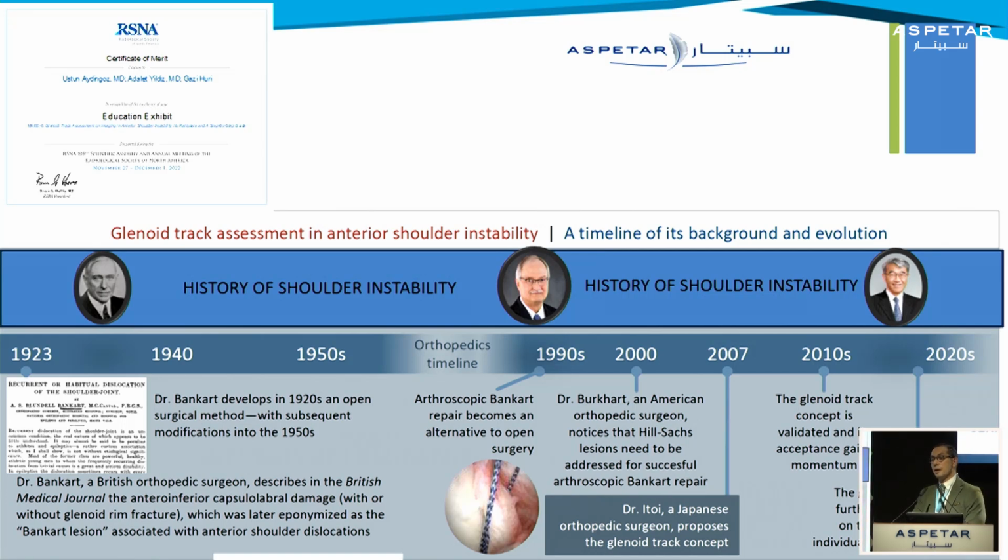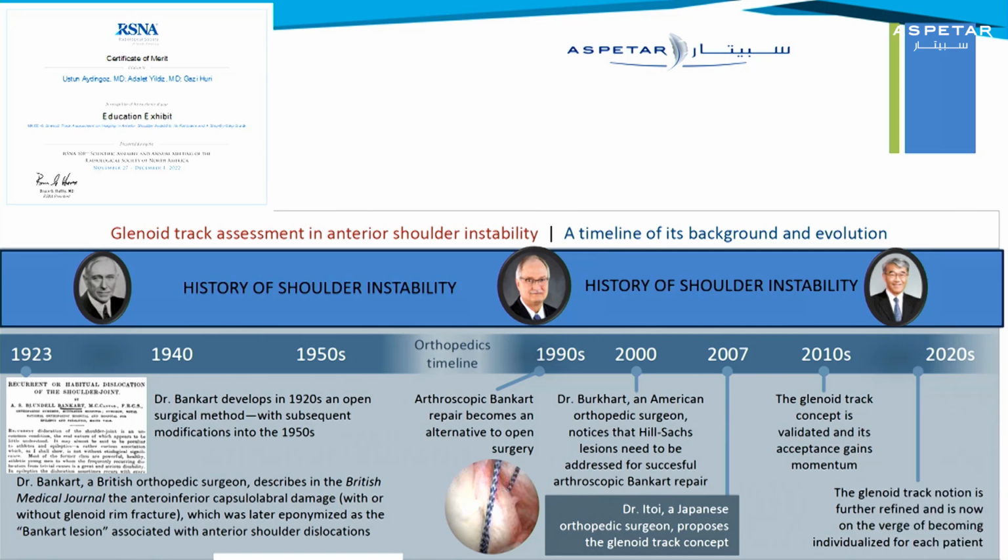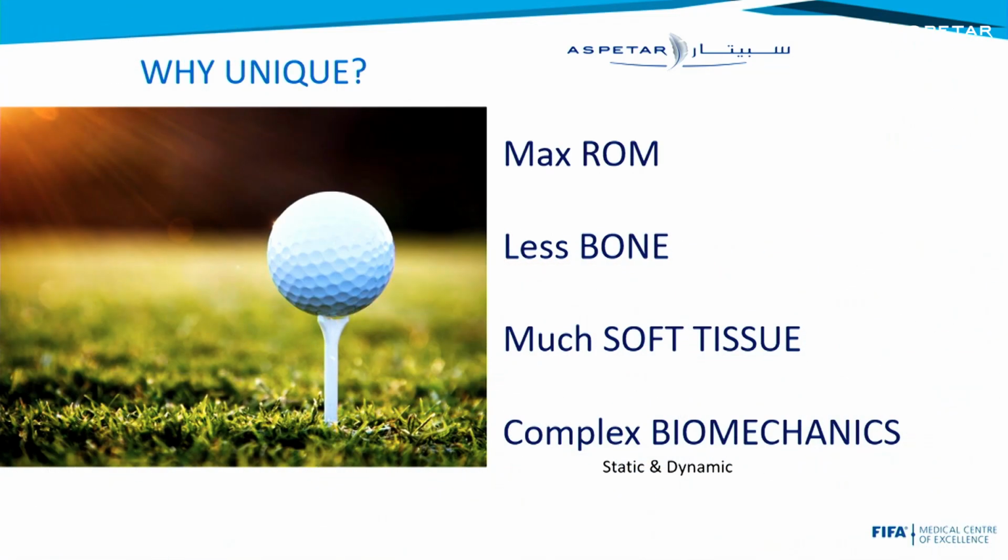Itoi, a Japanese orthopedic surgeon, a very famous shoulder surgeon as well, described both of them, the engagement of the humerus and the glenoid. We call it the track philosophy, on track or off track. And now there are still many debates about shoulder instabilities in terms of how to treat them, even how to diagnose them. So why do you think it is a unique joint?